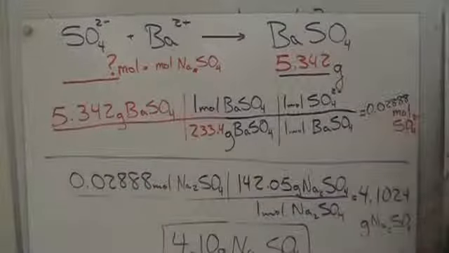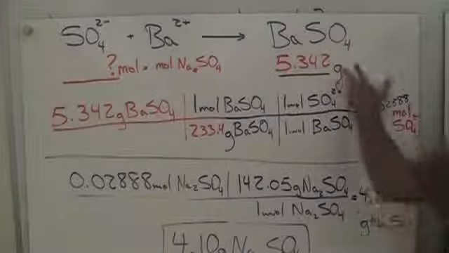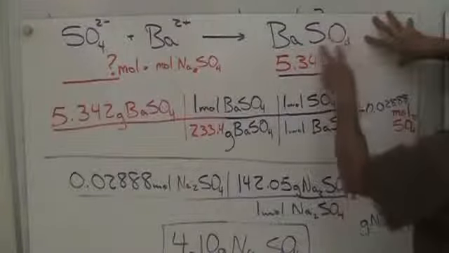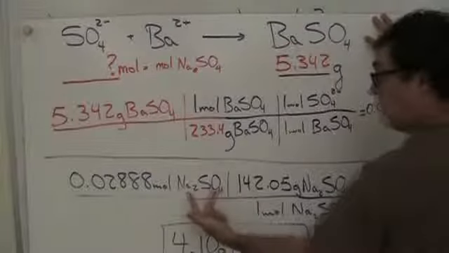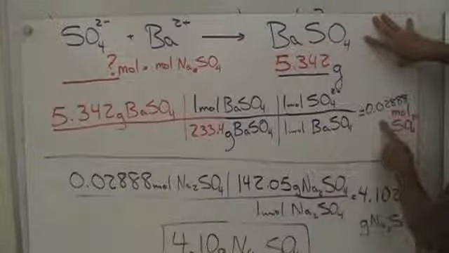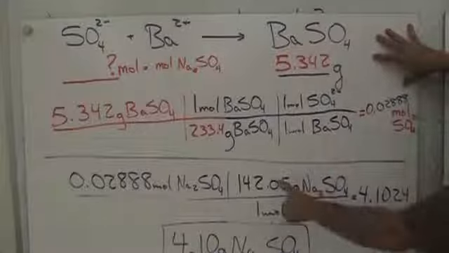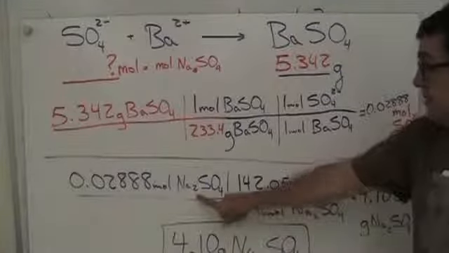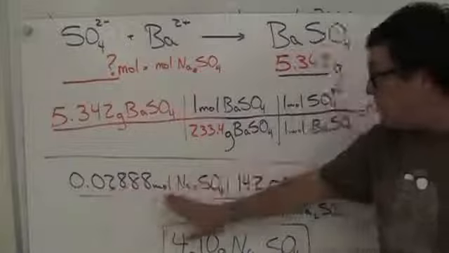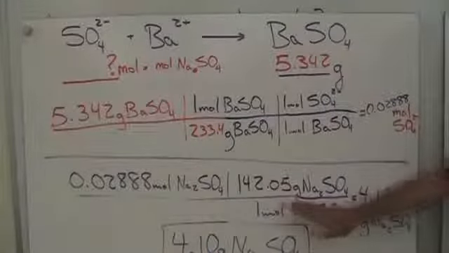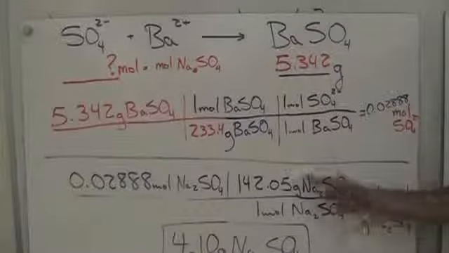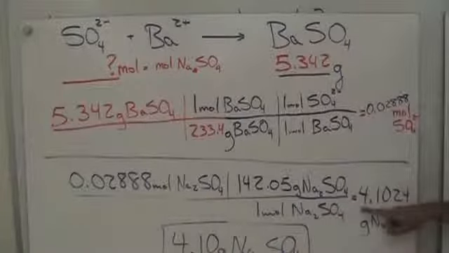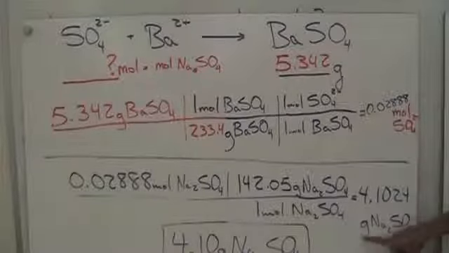We know that in our equation, for every sulfate that ended up here, we had 1 mole. For every 1 mole of sulfate that ends up here, we had 1 mole of sodium sulfate in our original sample. So this number of moles of the sulfate is going to be the same, a 1-to-1 ratio, as the moles of sodium sulfate that was in our original analyte. Now we need to convert this moles of sodium sulfate in our original analyte to grams of sodium sulfate in our original analyte. So we find the molar mass of sodium sulfate, and we do our calculation. We get 4.1024 grams of sodium sulfate.